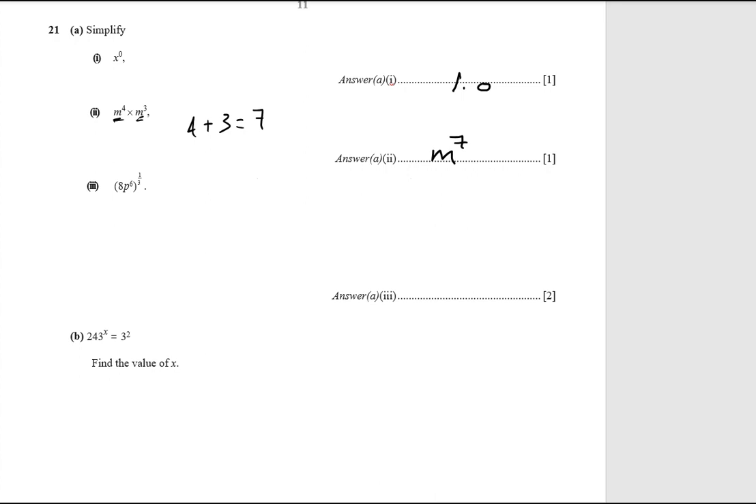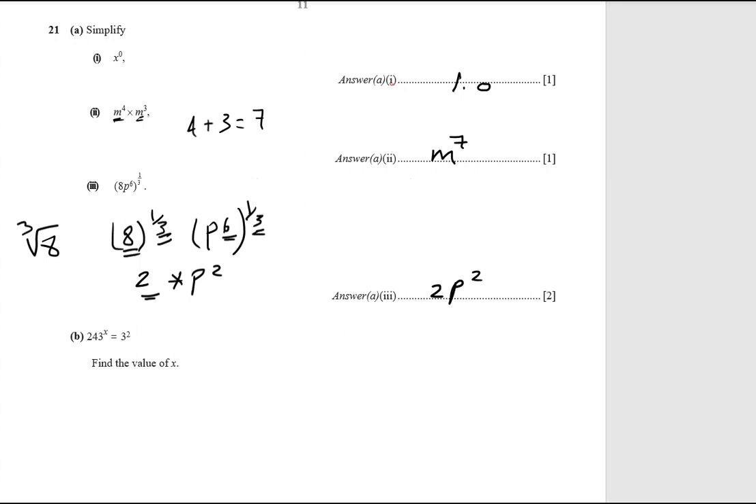Now here this expression, 8 b power 6, all power 1 over 3. We can say 8 power 1 over 3 and b power 6 power 1 over 3. 8 power 1 over 3 will be 2, because it is the cube root of 8, which is 2, multiplied by b power 6 times 1 over 3. 6 divided by 3 equals 2, so the answer is 2 b power 2.